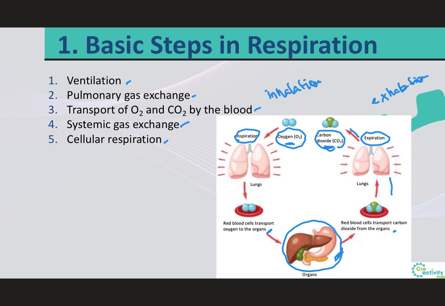Last, we have what we call the cellular respiration, where the cells will consume the oxygen that's being carried through the systemic circuit and give off carbon dioxide as metabolic reactions break down nutrient molecules in order to produce ATP for energy. Therefore, these are the main steps in the respiration process.